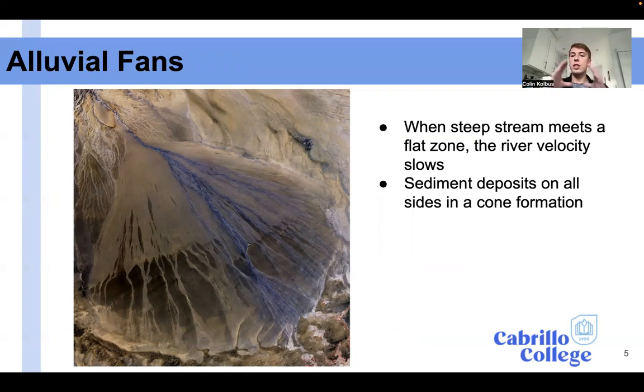This forms a cone, like pouring sand on a flat table. You're going to make this sort of directionless region of deposition that forms a cone in all directions, and that's called an alluvial fan. And some of them can stretch on for miles.